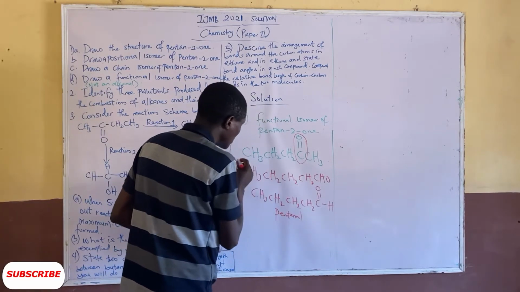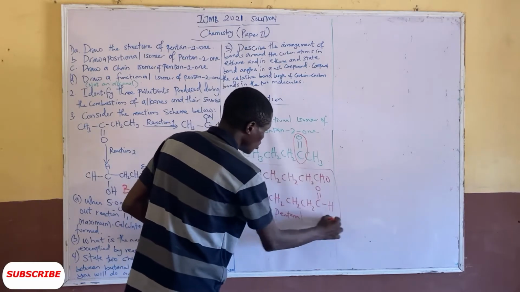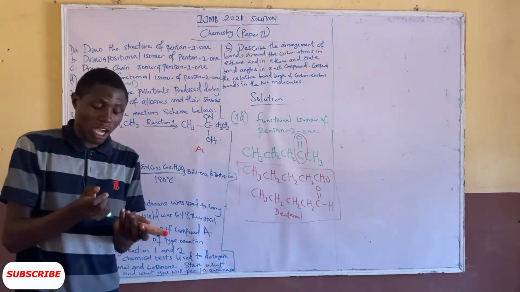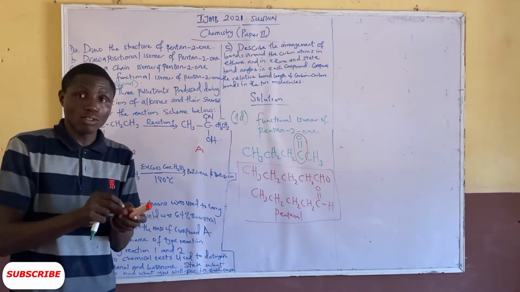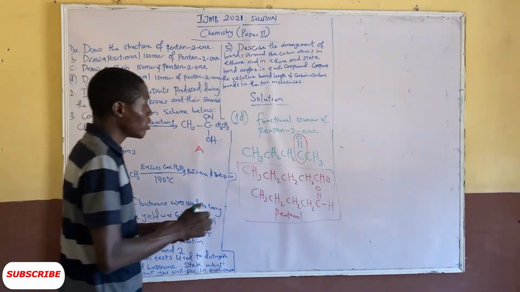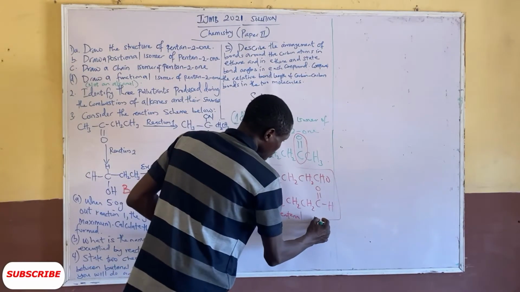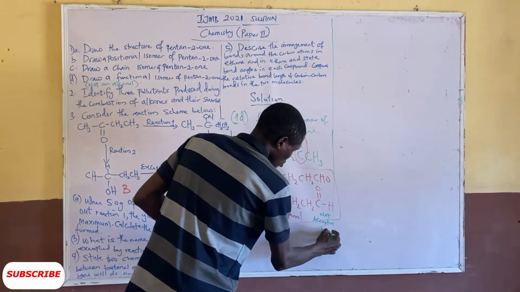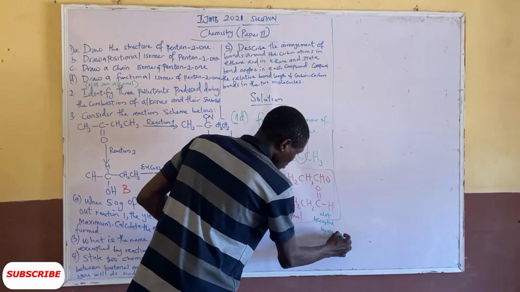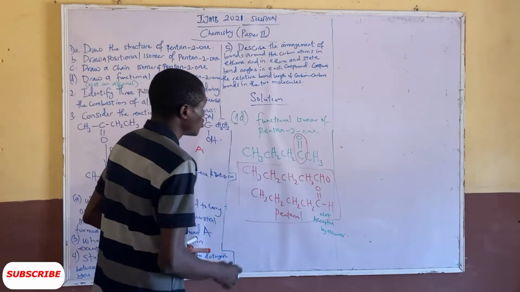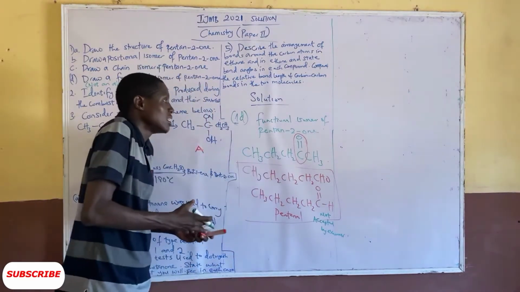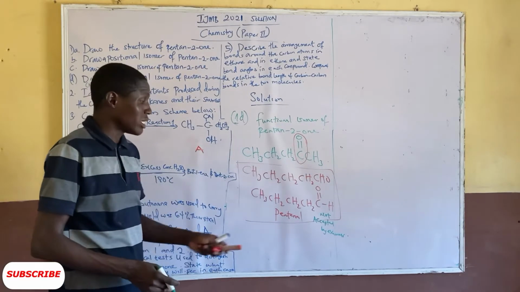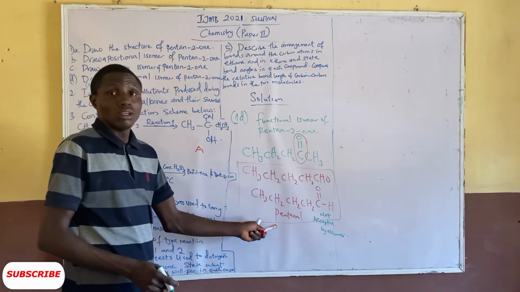But the question says this should not be given as one of the functional isomers of the compound. So this is not accepted by the examiner. So let's think of another compound, another way that we can write the isomers of pentan-2-one.